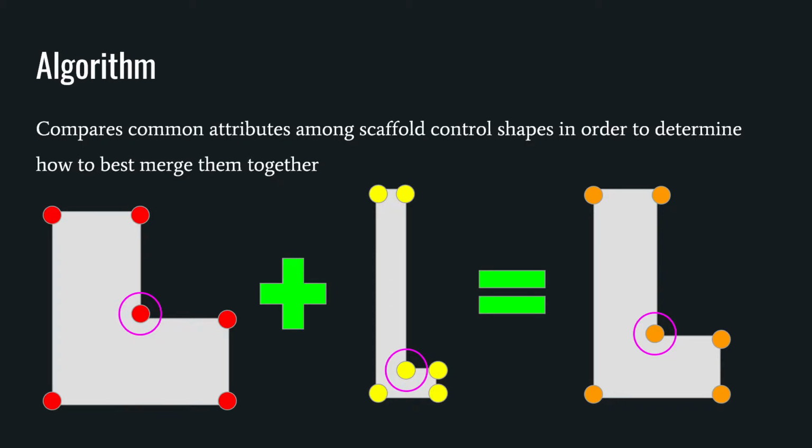At its foundation, our algorithm will compare common attributes of geometry that it finds between various scaffolds in order to determine how to best merge those scaffolds together. So in this example, we can see that 2 points are highlighted within these L shapes, and these points serve very similar functions of geometry for these 2 shapes. So our algorithm will go through, recognize that these 2 points are corresponding and should be merged together, and will then merge them together for the final product.